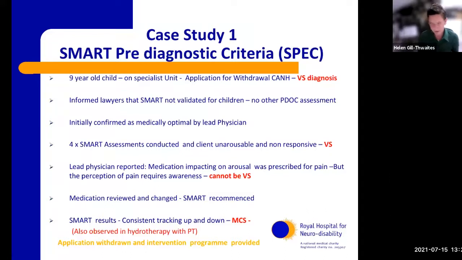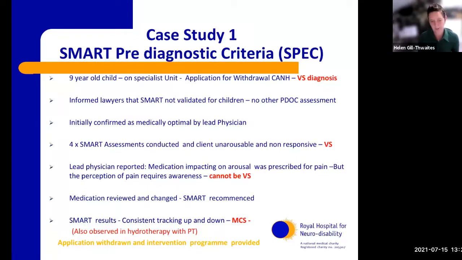Certainly it was a completely different presentation when I went back again. Her eyes were open, she was consistently tracking up and down, and it was also observed when we went in to work with her in hydrotherapy with a physio, because as Karen said, we bring in the team and the family to try and ascertain where these responses are being seen elsewhere. And then the application was withdrawn.